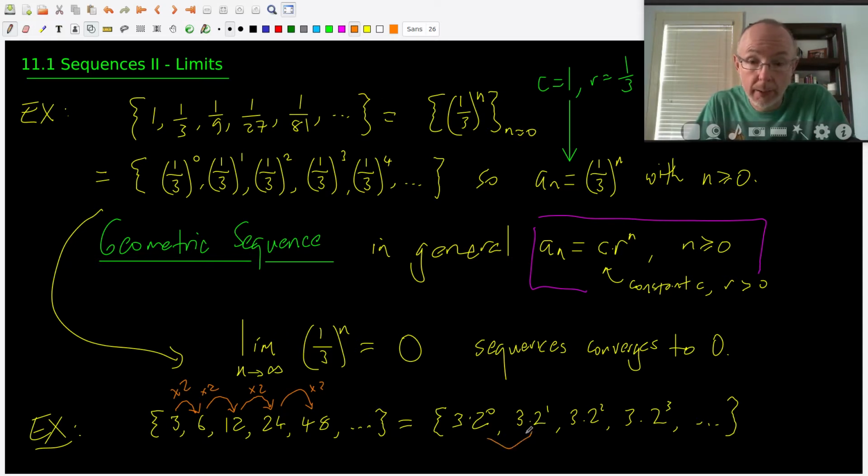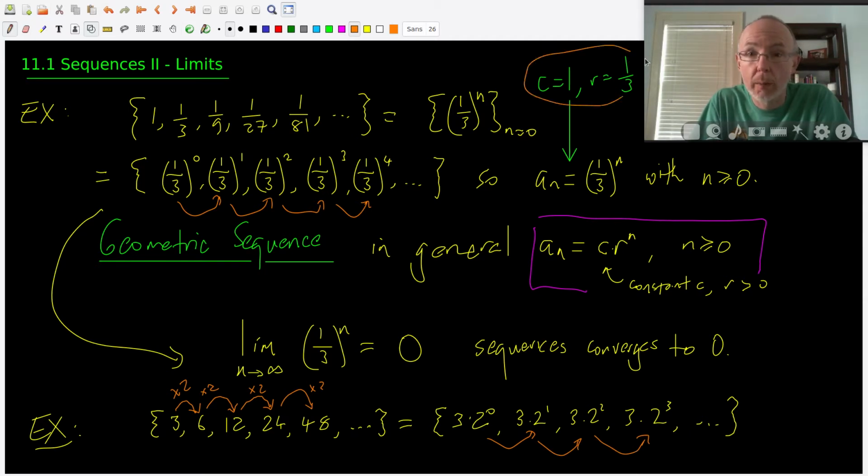I go from here to here by multiplying by 2, there to there by multiplying by 2, there to there by multiplying by 2. Up here, I went from one term to the next by multiplying by 1/3. So the r value was 1/3. Where did I write it? R is 1/3. So in this case, down the bottom, our bottom example, the R value must be 2 because we double term to term.